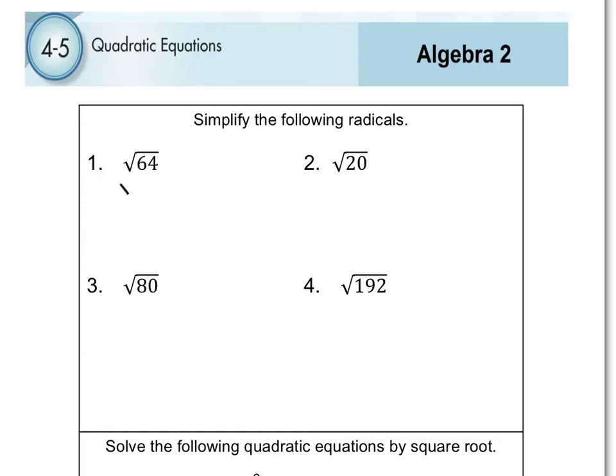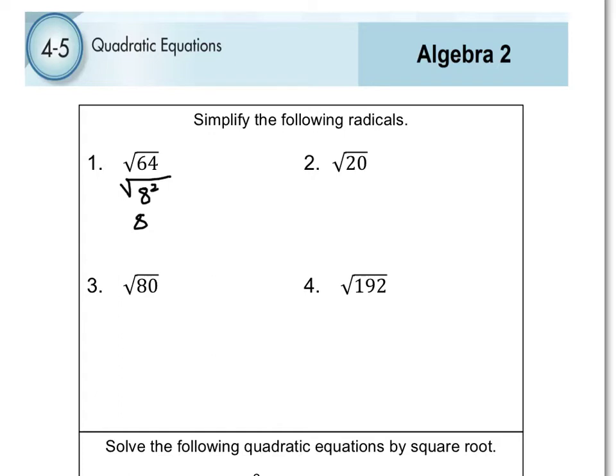Another way I could write this is that this is the square root of 8 to the second power. Well, what happens to the square root and a square? They cancel each other, which you're just left with a simple 8. Okay? Those are the easy ones. 64 is a perfect square. Anytime you have a perfect square, those are the really easy ones.